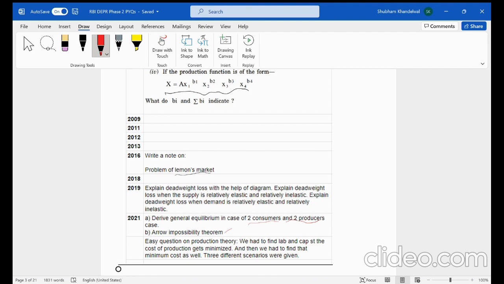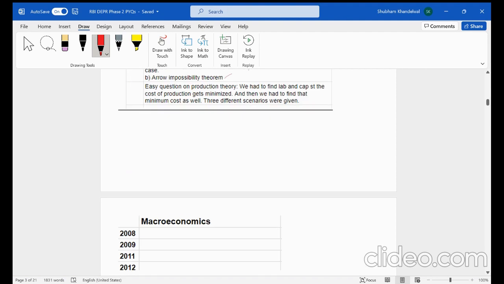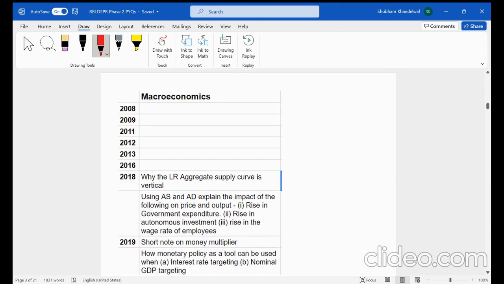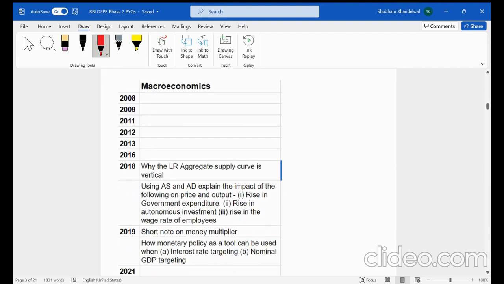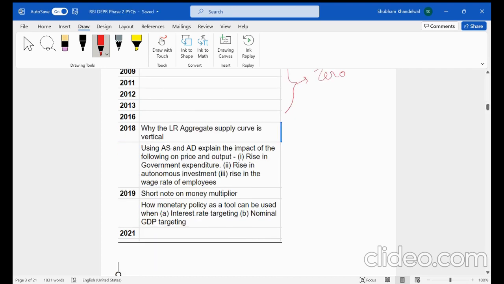All right, now let us move to macroeconomics. So in macroeconomics, not much has been asked from macro. If you look at 2008 to 2016, nothing was asked. Zero questions were asked in this time period. In 2018, they asked a question. So basically, from 2018 onwards, they have somehow started asking questions directly from macroeconomics.